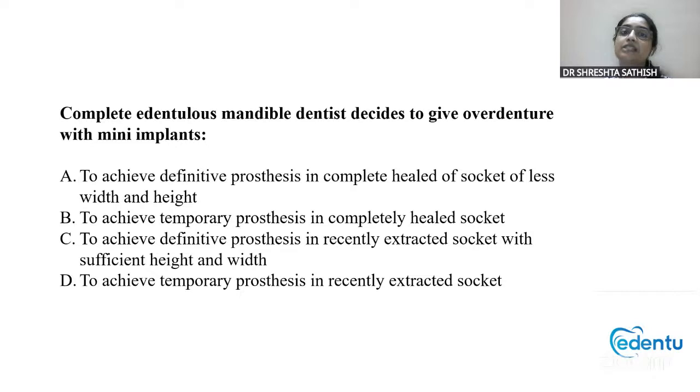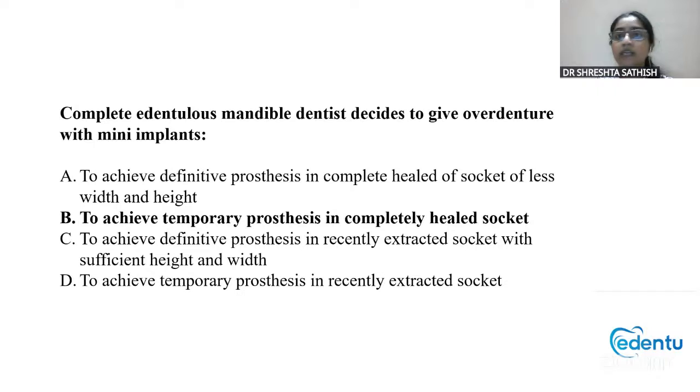For a completely edentulous mandible, the dentist decides to give an overdenture with mini implants. So what does he do? To achieve a definitive prosthesis in a completely healed socket of less width and height, to achieve a temporary prosthesis in a completely healed socket, to achieve a definitive prosthesis in a recently extracted socket with sufficient height and width, or to achieve a temporary prosthesis in a recently extracted socket. It is to achieve a temporary prosthesis in a completely healed socket.